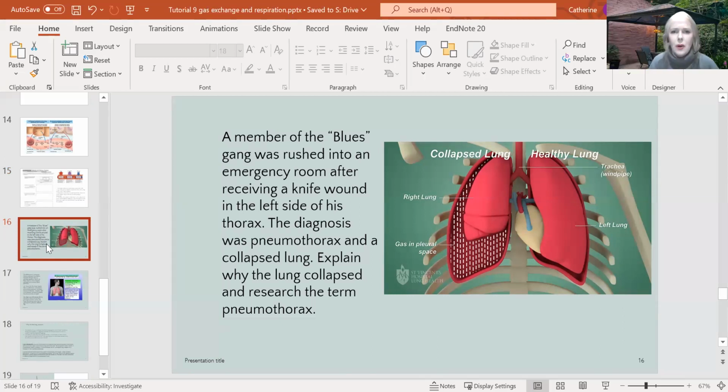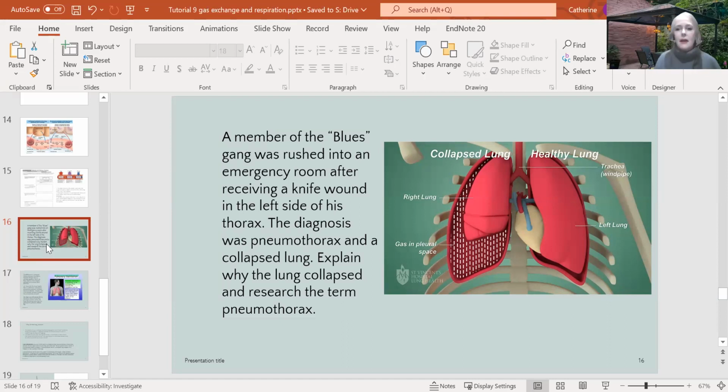Okay. A member of the Blues Gang, I don't even know why the Blues Gang, maybe she was thinking Blues Brothers when she wrote the slides, rushed into the emergency room after receiving a knife wound in the left side of his thorax, and the diagnosis was a pneumothorax and a collapsed lung. Explain why the lung collapsed, and also research the term pneumothorax.